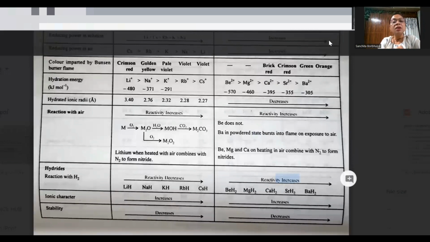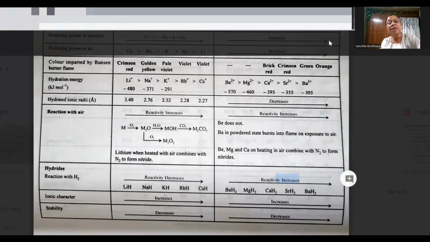Hydration energy. I have listed for lithium minus 480, sodium minus 371, potassium minus 291. But for rubidium and cesium, the values vary and there is a lot of variation in the value, so I have not written them. So the hydration enthalpy decreases from lithium to cesium, and from beryllium to barium 2 plus also the hydration energy decreases.